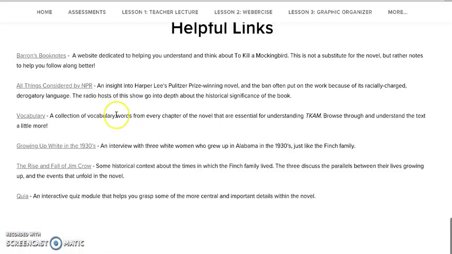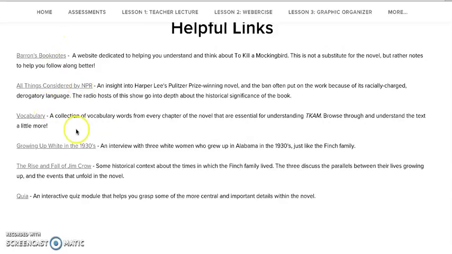And then lastly, down here at the bottom, some helpful links, including, I'm a podcast nerd, so I really geeked out on this one here. It's a podcast by NPR that talks about the historical significance of the book. Also connected with that is going to be here an interview with 3 white women who grew up in a place kind of like Maycomb, Alabama in the 1930s, although it wasn't exactly Maycomb because that is a fictional town.